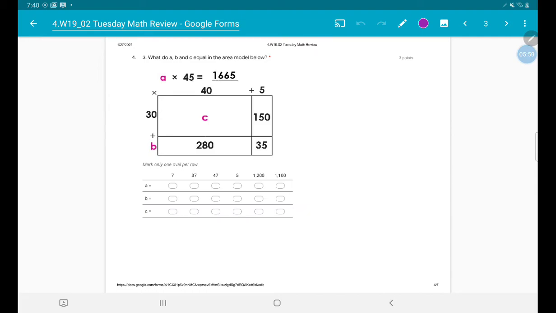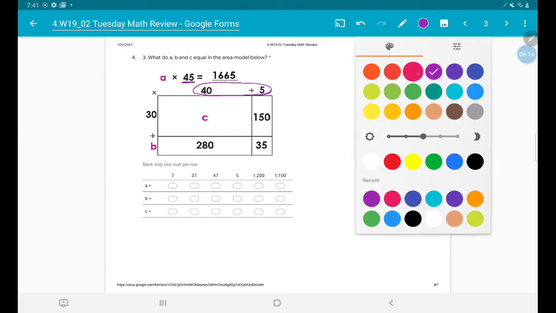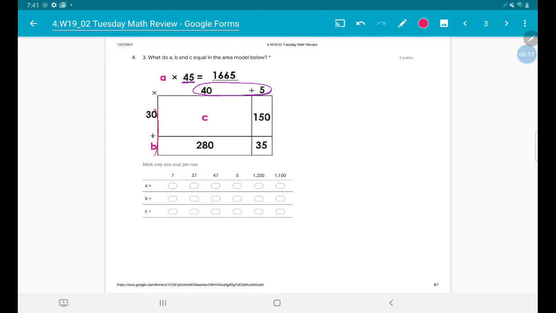Next, we need to find what A, B, and C are equal to in this area model. Okay, so we have A times 45 equals 1,665. So I know that my long side here is 40 plus 5, so multiplying 45. And then the other side that I'm multiplying, I have 30 plus something, but I'm not sure what that missing number is going to be. So we're going to have to find what that is.